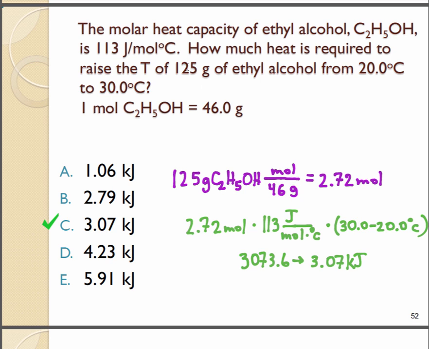If I'm given grams, I need to make the grams and the moles match up. So I could either convert this to joules per gram degree Celsius or change this grams to moles. So the molar mass of that alcohol is 46 grams. 125 divided by 46 is 2.72 moles. So if that's the number of moles of particles I have, take it times the molar heat capacity and also still the change in temperature.